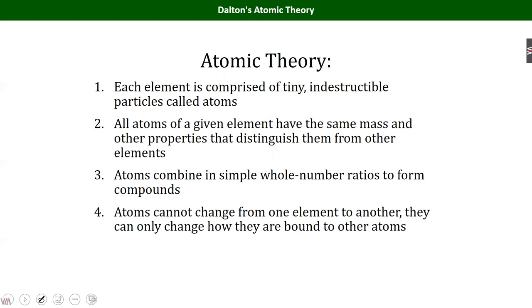And number three is atoms combine in simple whole number ratios to form compounds. We'll define some of these terms again in a second, but essentially you can't have a part of an atom. If it's indestructible, indivisible, you don't get to use a piece of a hydrogen atom. You either use one hydrogen atom or zero hydrogen atoms, right? That's what is meant by simple whole number ratios. In mathematical terms, it has to be a discrete number, an integer. And then number four is atoms cannot change from one element to another. They can only change how they are bound to other atoms.